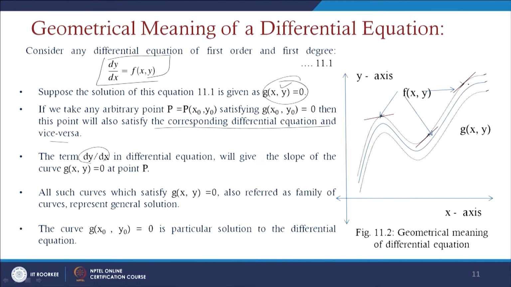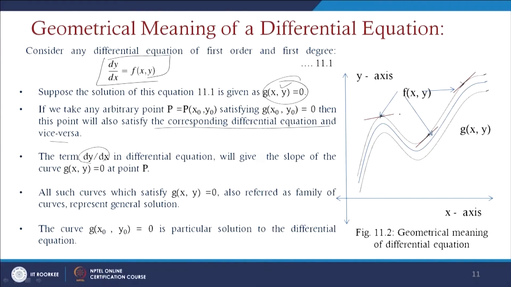Accordingly, we have shown that shifts can occur according to the constant values, and at each of these points we have a slope, which is the representation of the dy by dx term. The curve g of x0, y0 equals 0 is a particular solution to the differential equation that we explained in the previous slide. This is the geometrical representation of the differential equation. Sometimes people also represent tangent planes or tangent lines according to these differential operators, and manifolds and other factors can also be associated with these differential terms.